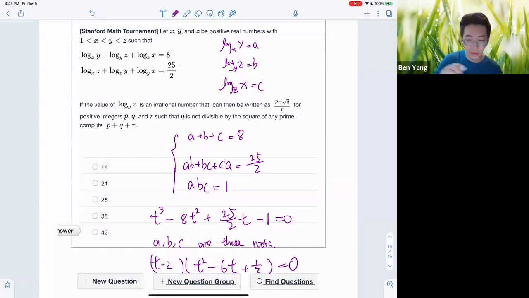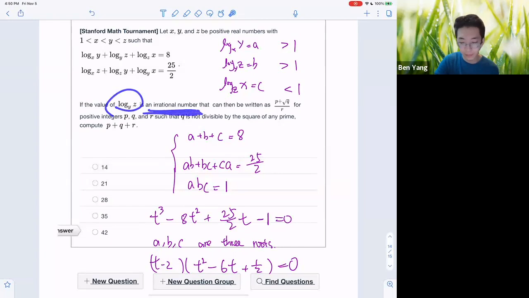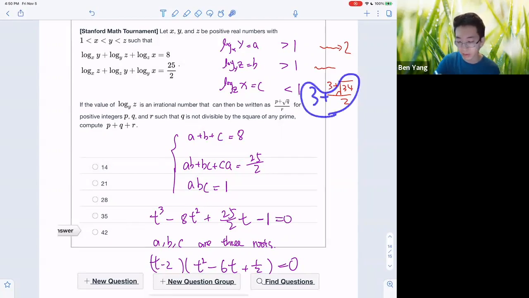Let's see. A should be larger than or equal to 1, right? Because X is smaller than Y. Y is smaller than Z, so this is also larger than or equal to 1. B is smaller than 1. There are 2 roots that are greater than 1. One of them is 2, the other is the irrational number. But B is irrational, so I guess here A should be 2, and B should be the irrational number. What's that? 3 plus square root of 34 divided by 2. It's like a 3 plus this one, but if you want to put 3 on top, then 6.